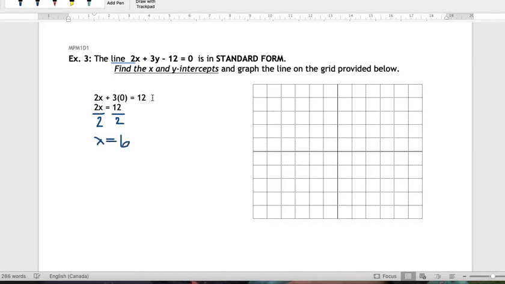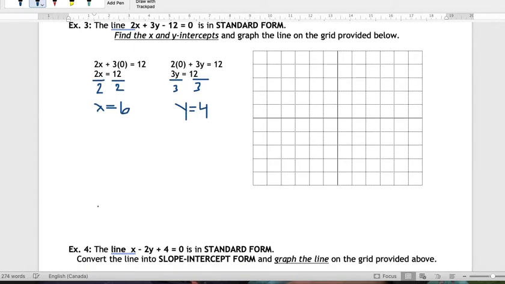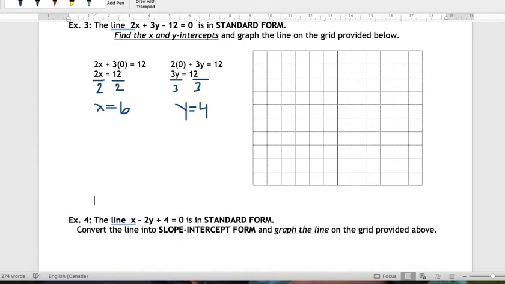And if I solve for my y-intercept, I'm going to set x equal to 0, so we have 3y = 12. Dividing out that 3 from both sides, y is equal to 4. So now I have my intercepts, and I can graph on this grid.